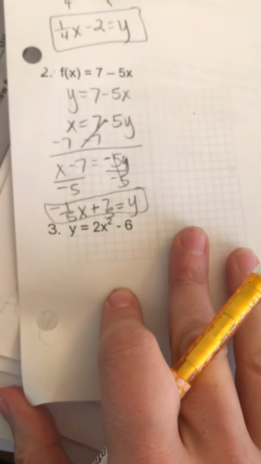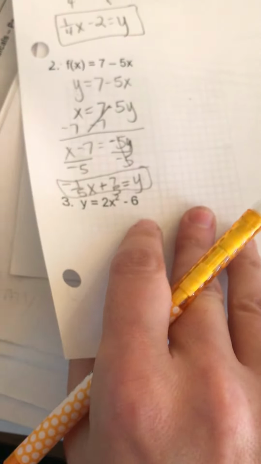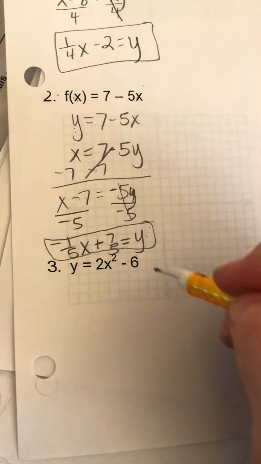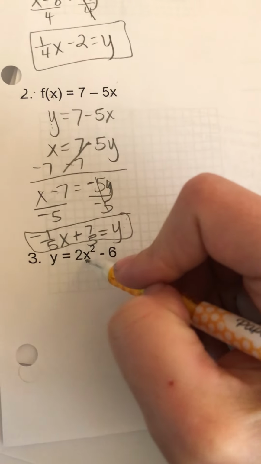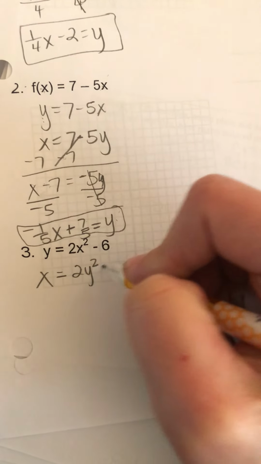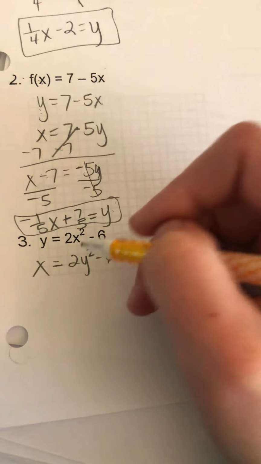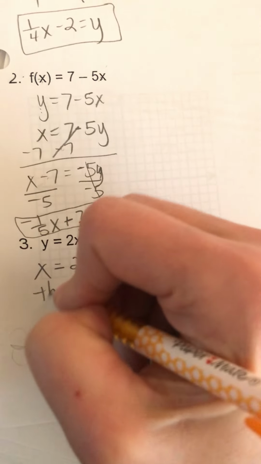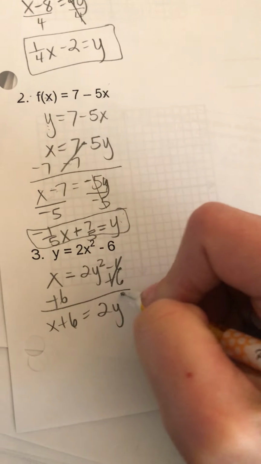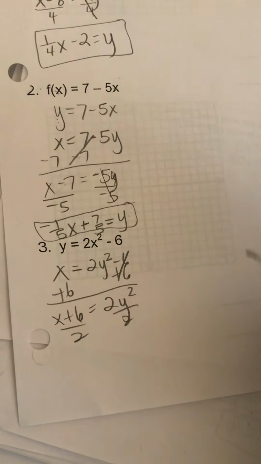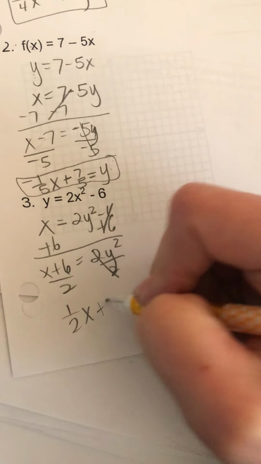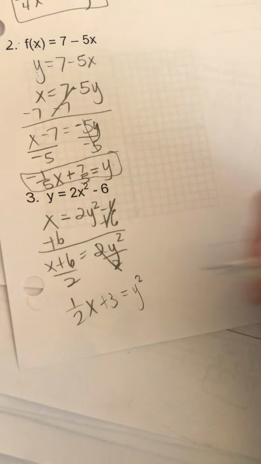Okay, number 3 is going to work the same way. We will work that one in class. Well, I'll go ahead and do it, so the people that are remote can have it. So we're going to have y is equal to 2x squared minus 6. You're going to flip them. So x equals 2y squared minus 6. Okay, you're going to add your 6 over to the other side. So you're going to get x plus 6 equals 2y squared. Divide by 2. Those 2's cancel out. You're going to get 1/2 x plus 3 equals y squared.